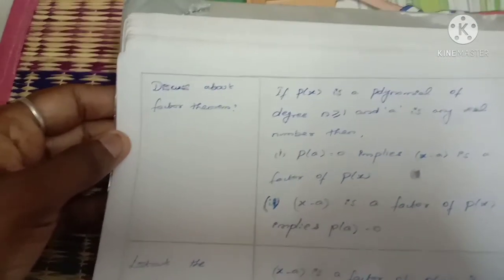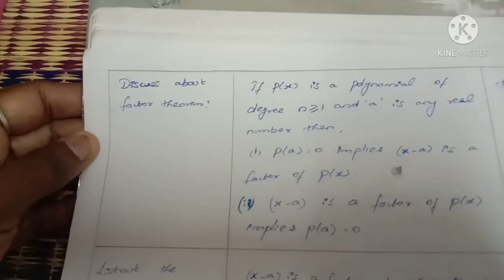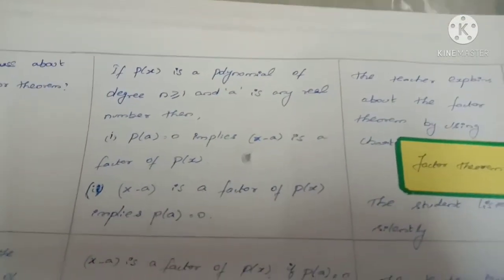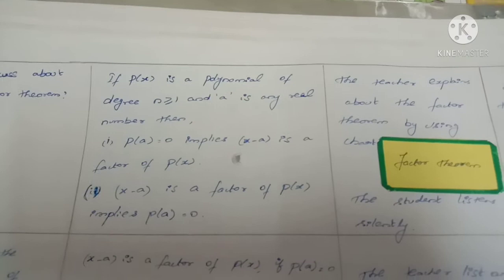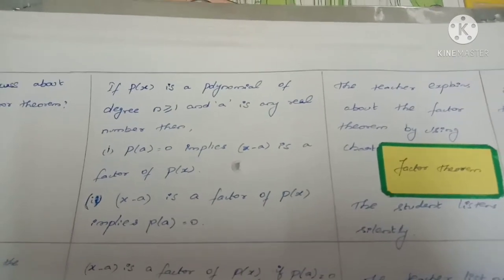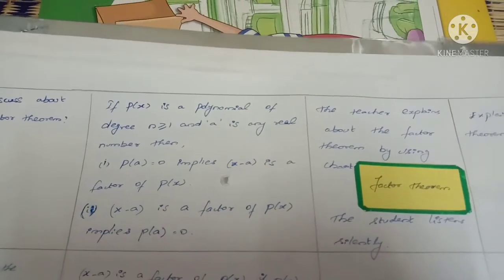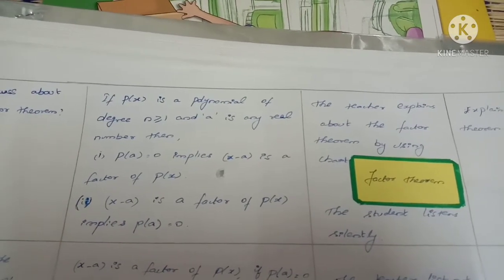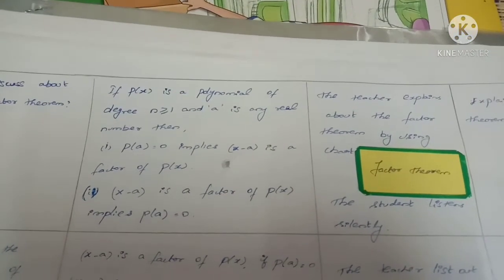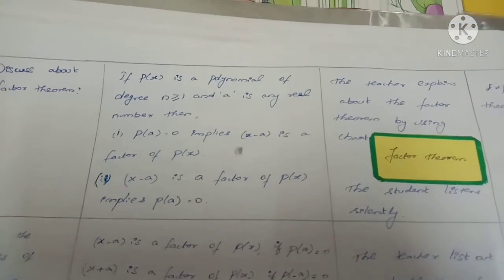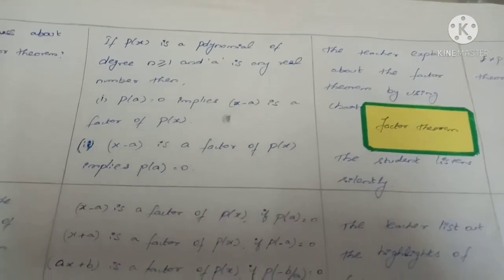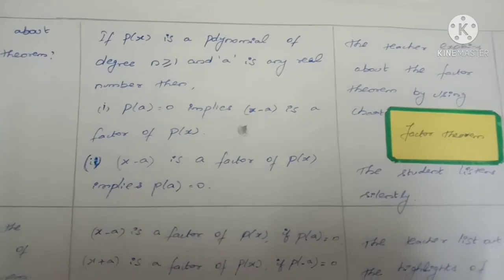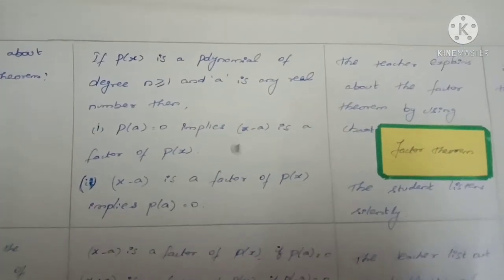In the next row, discuss the factor theorem. Factor theorem definition: if p of x is a polynomial of degree n greater than or equal to 1 and a is any real number, then p of a equal to 0 implies x minus a is a factor of p of x. Second point: x minus a is a factor of p of x implies p of a equal to 0.